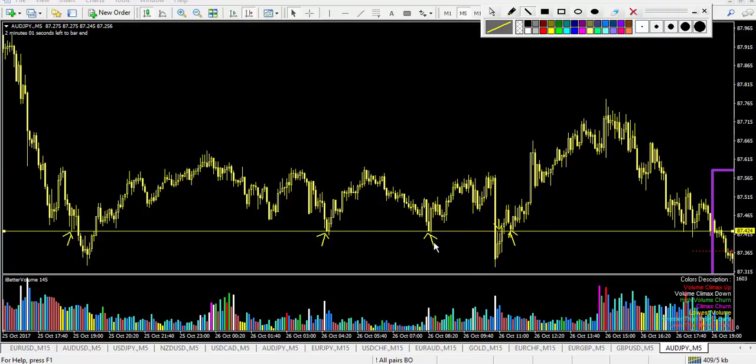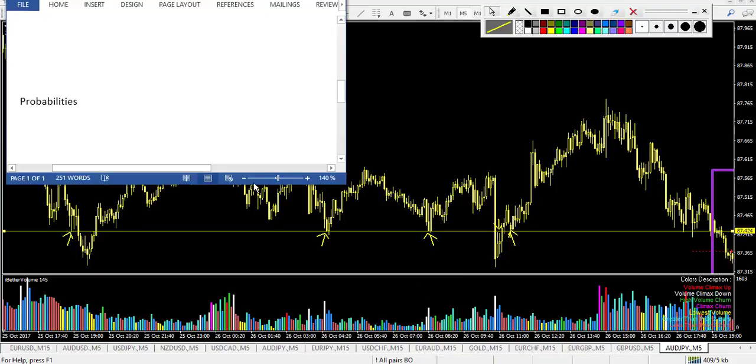So 1, 2, 3, 4, 5, and we have 1, 2, 3, 4 breaks. So the probability is defined in this way. You will count the number of bounces, because you want to place the bounce first, but we will place the breakout after that. So rejection for one candle after the first touch is 5, and a cross when the level is broken is 4. It's just for an example.